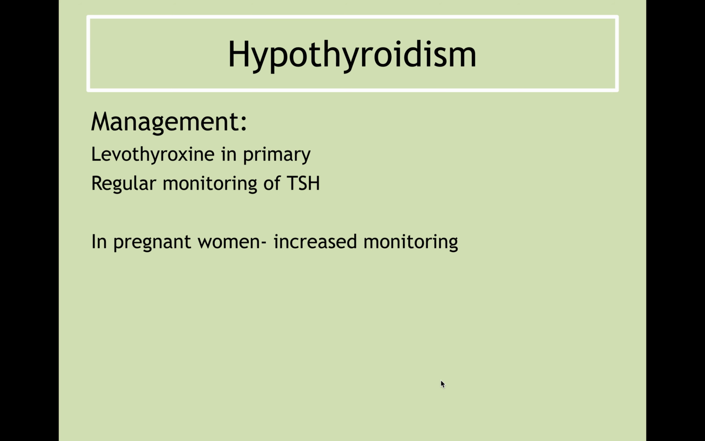Managing hypothyroidism is slightly simpler than hyper, in that you just need to replace the thyroid hormones that you are lacking. So this is normally done by levothyroxine in primary hypothyroidism. You have to regularly monitor TSH levels. This is every 3 months until the levels are stable, and then you can measure it yearly. Symptoms do tend to take a few months to resolve after starting the levothyroxine.